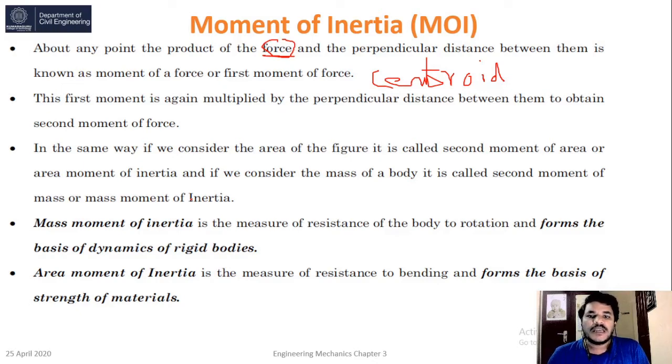But combinedly, it is commonly called moment of inertia, right? The mass moment of inertia is a measure of resistance of the body to rotation and forms the basis of dynamics of rigid bodies. Similarly, the area moment of inertia is the same measure of resistance to bending and forms the basis of strength of materials. Okay. So basically we are going to deal with the area moment of inertia in this particular topic.